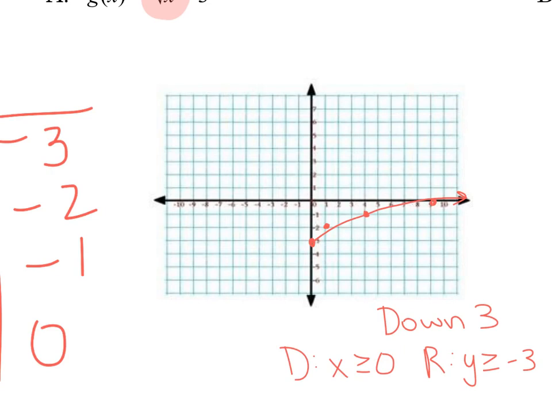Pay attention to this point here. This point specifically is the point (0, -3). And that defines our domain and range, right? This 0 here defines our domain, right? The x value of our vertex. And this -3, the y value of my vertex, defines my range.